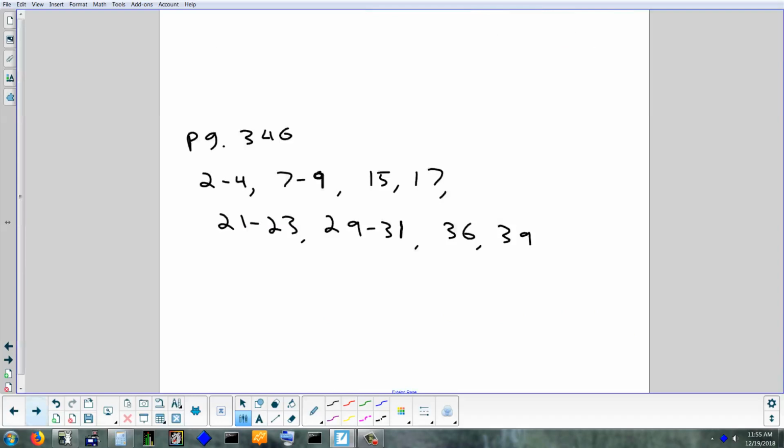Next two homeworks, today and tomorrow, those will both be in the book. Right, so it's on 346 and it just kind of jumps around a little. It's 2 through 4, 7 through 9, 15, 17, 21 to 23, 29 to 31, and 36 and 39. There's only 2 problems that you actually have to sketch anything. That's 15 and 17. So I didn't end up making graph paper. If you've got extra from the homework, you could do it on there. Otherwise, you just have to sketch 2 graphs by hand, and that's it.